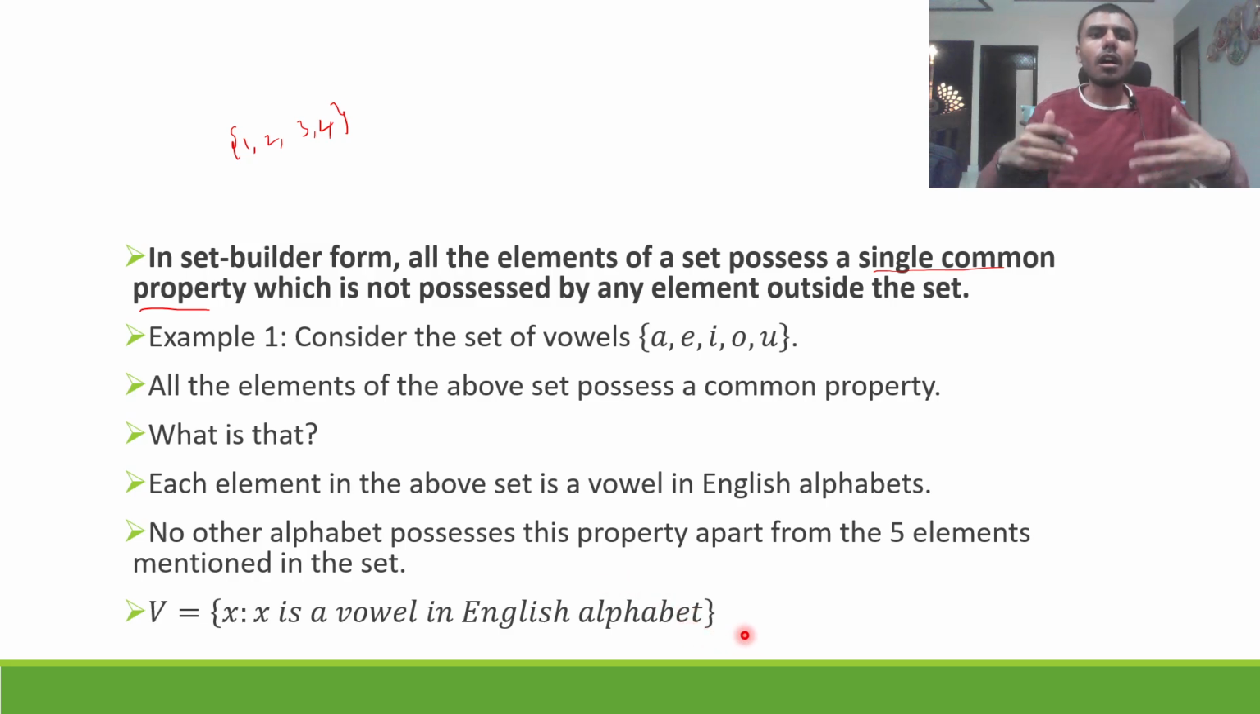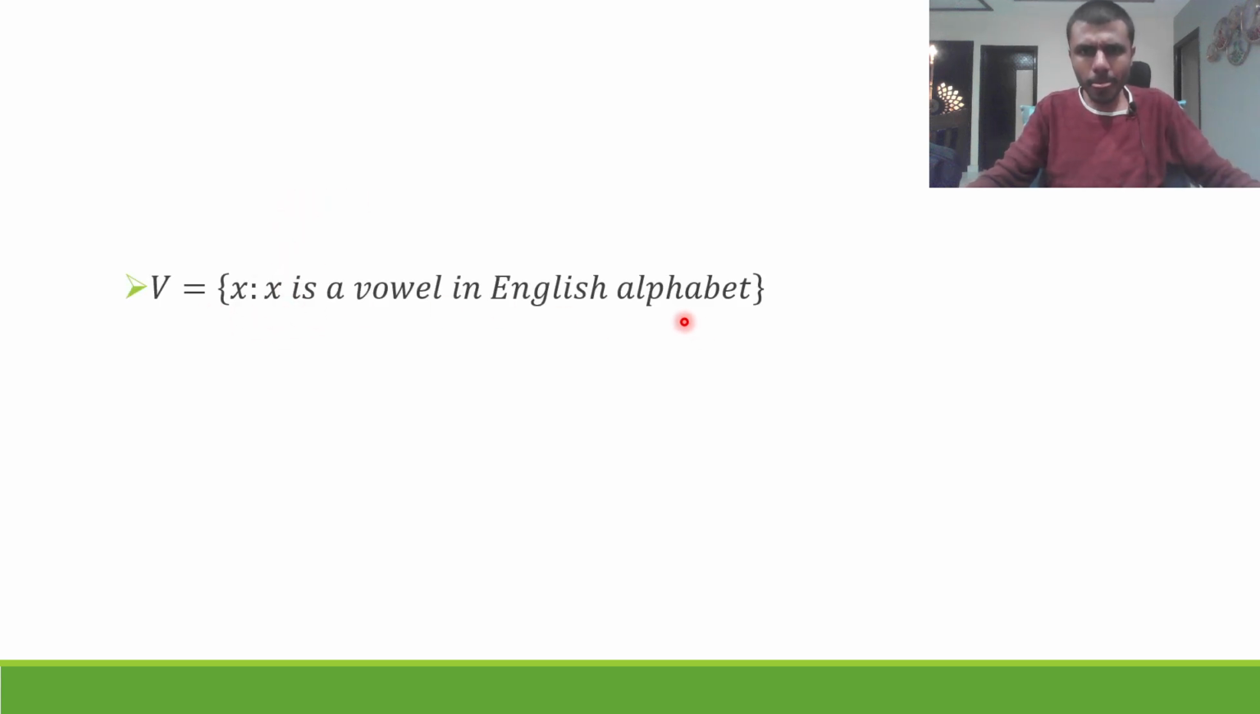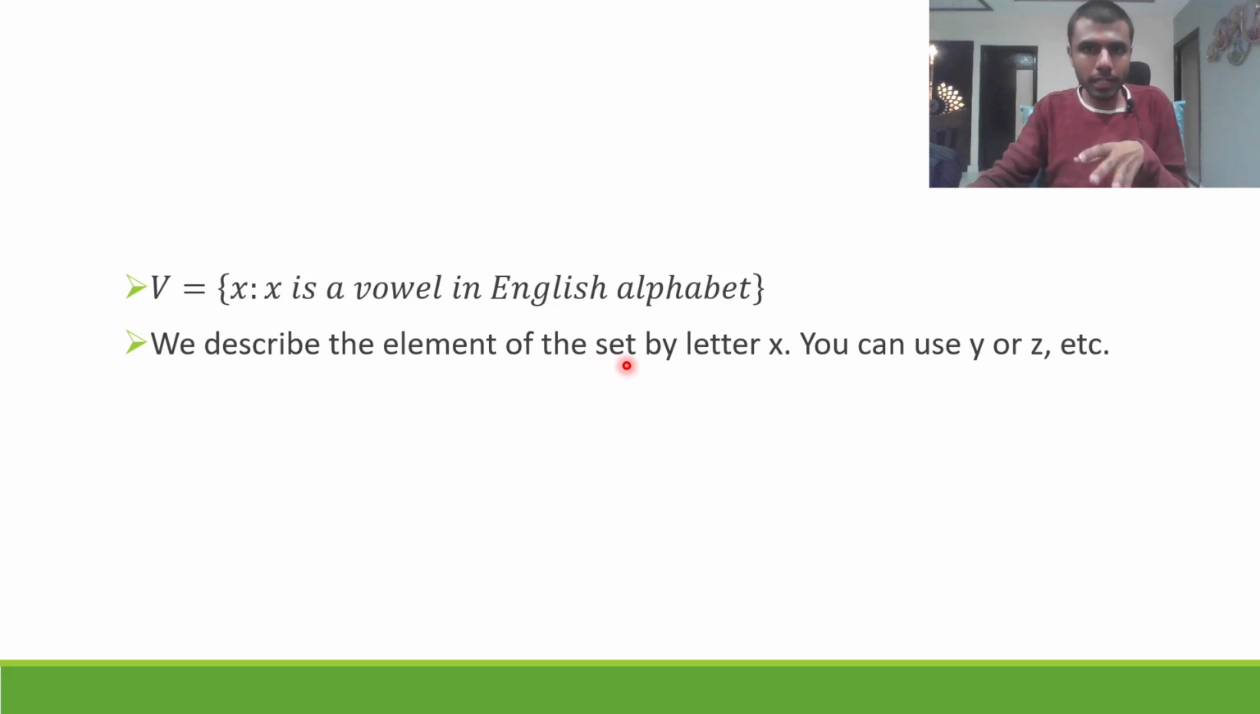Now it covers it. What are the rules that we have to follow while writing a set in set builder form? Let's go to the next slide. First, we describe the element of the set by the letter x. This x represents an element of the set. We read it as x such that. Not just x, you can use y, you can use y such that, z such that. It is totally okay.